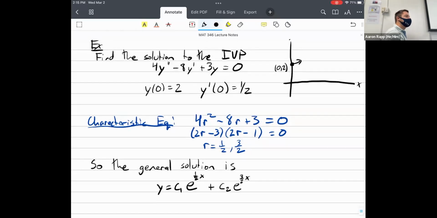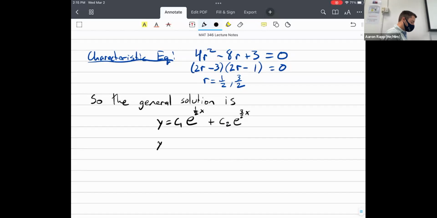But I wasn't just given a differential equation. What else was I given? Initial conditions, right? So I need to also make sure I choose the values of those constants, C1 and C2, so that I'm going to match up with those initial conditions.